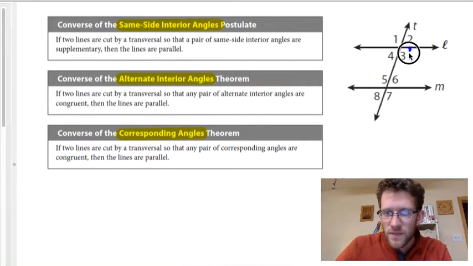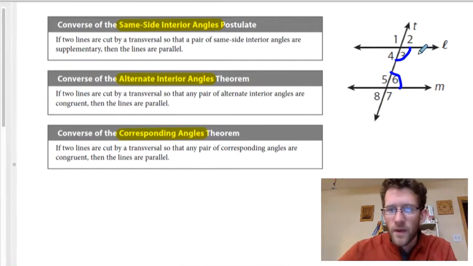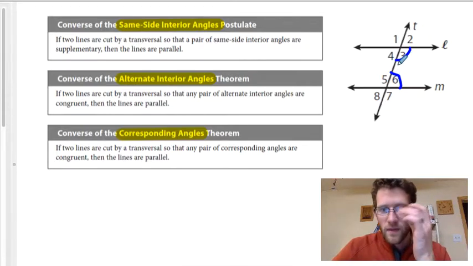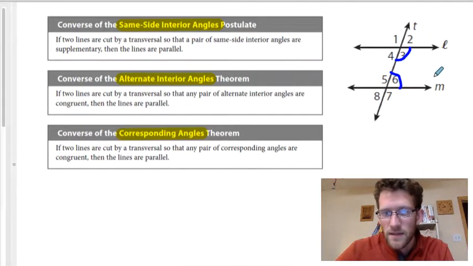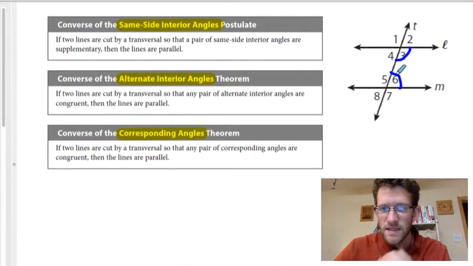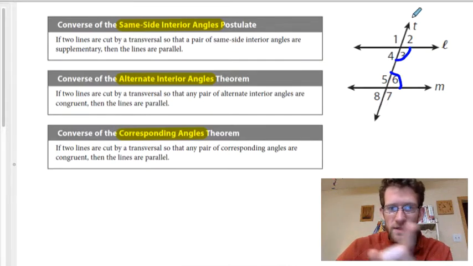So remember the same side interior angle postulate. Let's find two same side interior angles. We have angle 3 and angle 6. These are same side interior angles. The regular same side interior angle postulate simply stated that if you had two parallel lines cut by a transversal, the same side interior angles were what? They were supplementary, right? That was the conclusion that we came from, was that these angles added up to 180 degrees. For this one, it's going to be switched around.